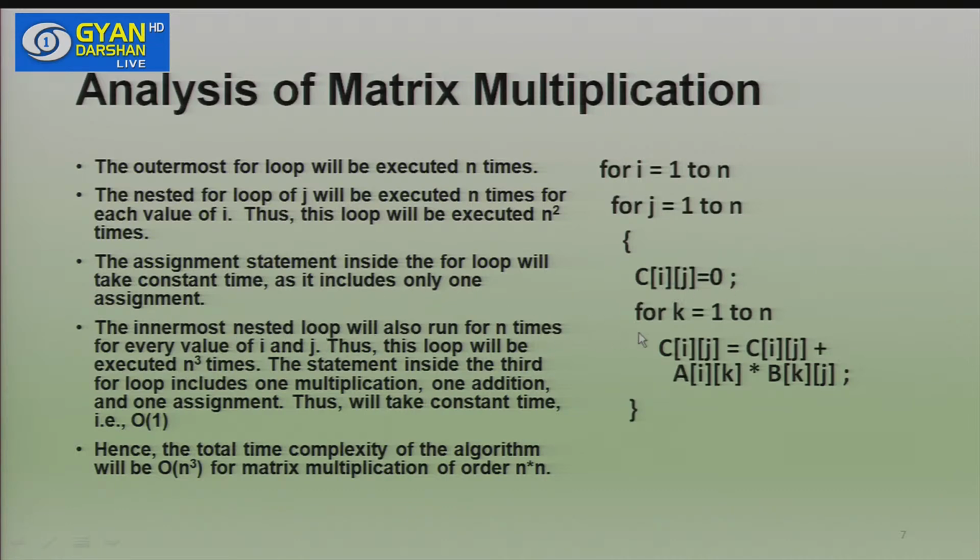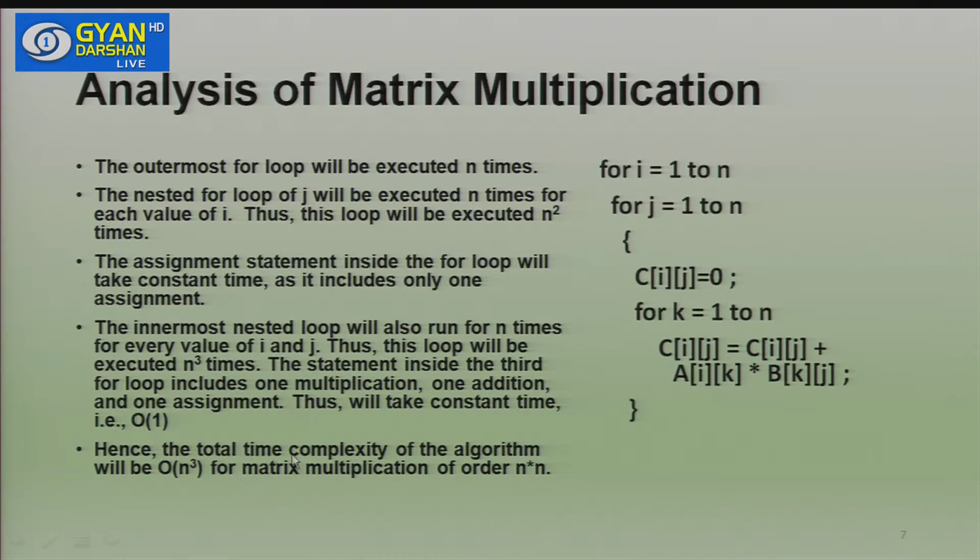The innermost nested loop will be executed once again n times for every value of i and j. Thus, overall these 3 loops are going to be executed n cube times. The statement inside the third loop includes just one multiplication, one addition and one assignment. So all these are one-time operations and take constant time.